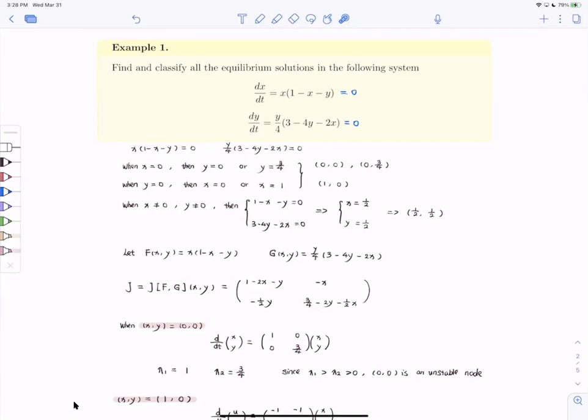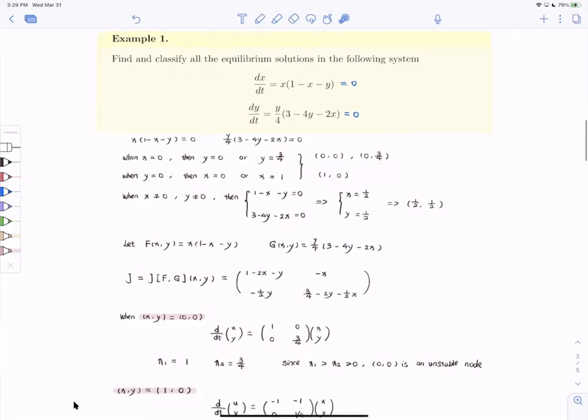And when both x and y are non-zero, then you need to solve those two equations simultaneously. So this equals 0, this equals 0. Solve this equation, you'll get 1/2 and 1/2. So now we have 4 equilibrium solutions: (0, 0), (0, 3/4), (1, 0), (1/2, 1/2). And now what you need to do is find the Jacobian.